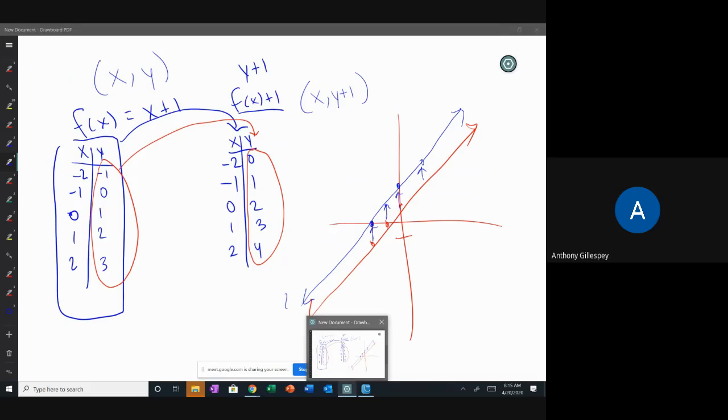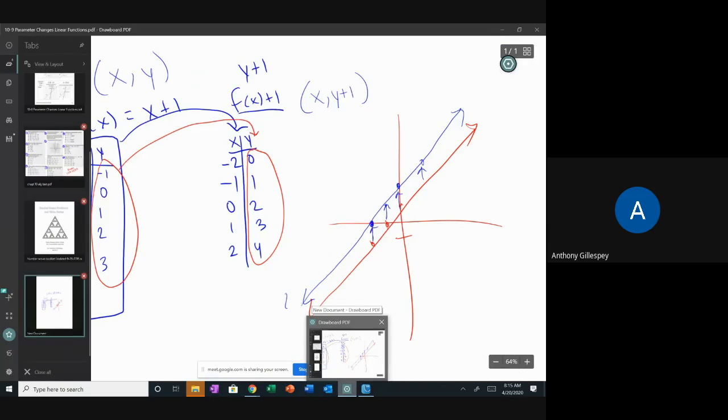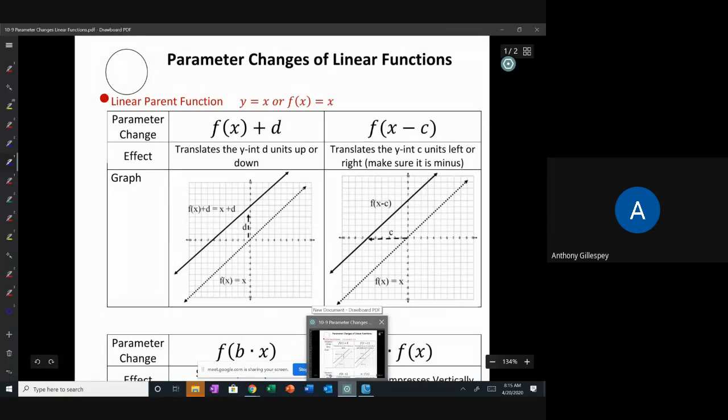So let's go back to the notes. So if I have f of x plus d, it's going to translate the y. You know, I don't even like the way I wrote this. It's going to translate the graph d units up or down. Right? And the points are going to be x comma y plus whatever d is.